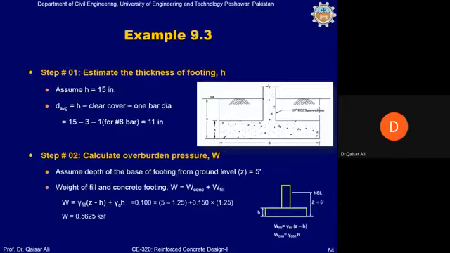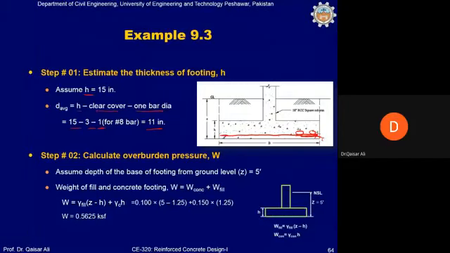First of all, you will assume the thickness of the footing. This time we assume footing thickness equal to 15 inch, and 15 minus clear cover minus 1 bar diameter. We assume the diameter of the bar will be 1 inch. So 15 minus 3 minus 1 is equal to 11 inch. Because there will be two bars placed here, one along one direction and the other along the other direction, if the diameter of one bar is 1 inch, then 3 plus 1 inch, and we are taking d average.